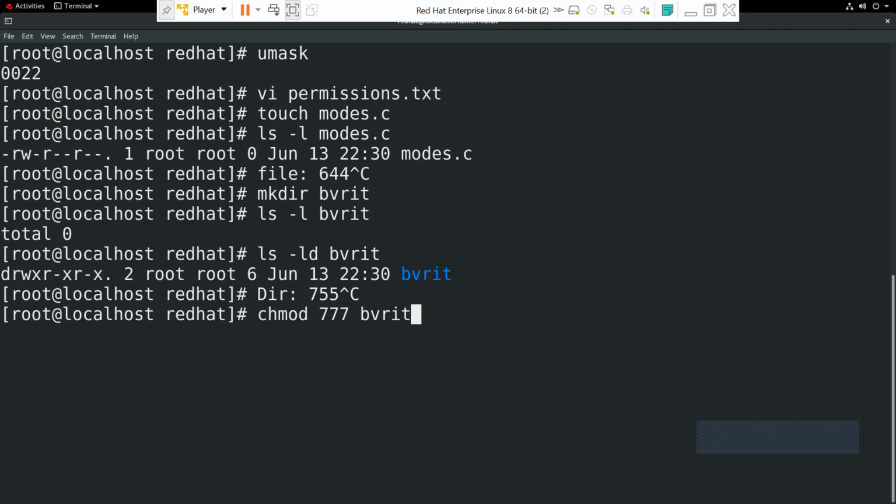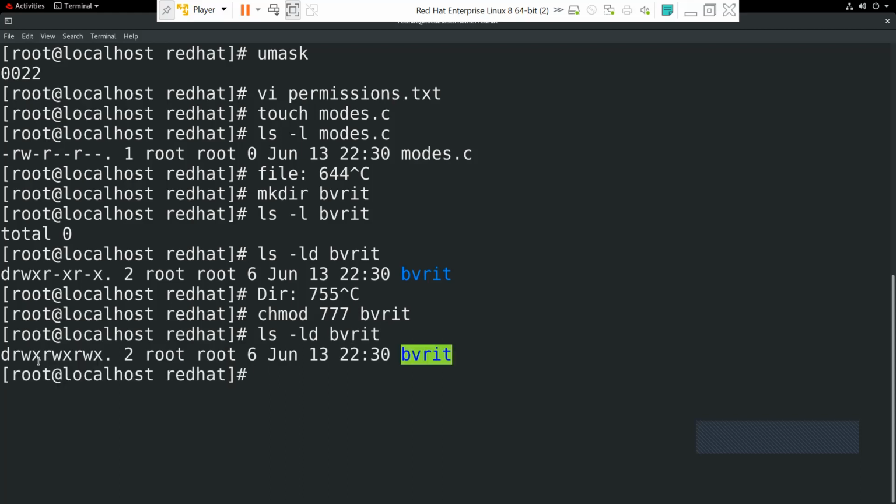Then you can list it out, ls -ld bbrit. You can check here total full permission for the owner, group and others. So by using octal numbers also, we can change the permission.